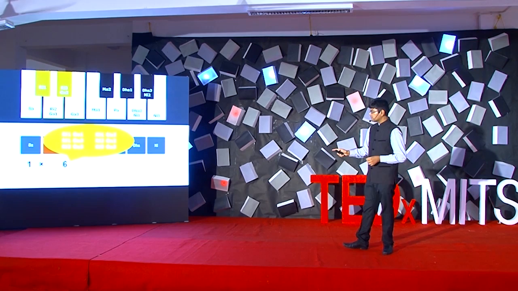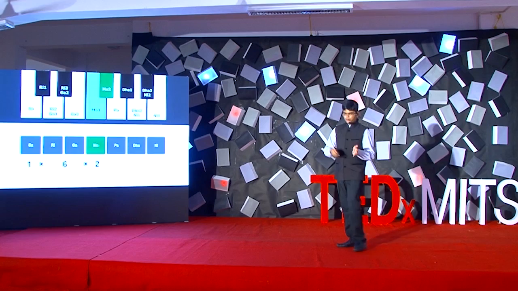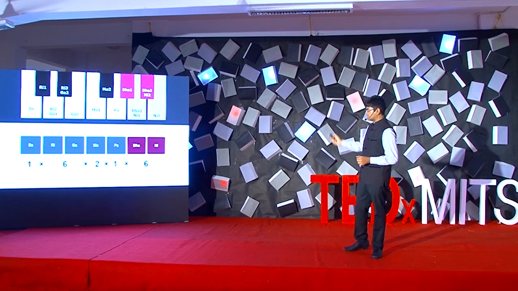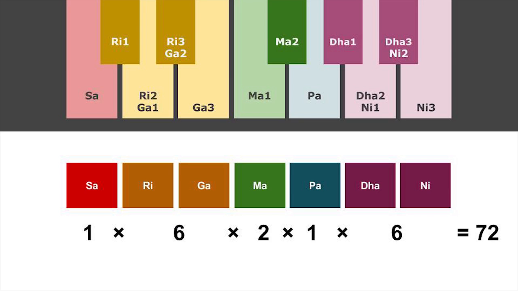We have ma, which can be sung in two ways: ma one, or you sing ma two. Pa can be sung only in one way. There is only one key. And just like ri and ga, tha and ni can be sung in 4 choose 2, that is 6 ways. And if you multiply them, there are 72 possible patterns.